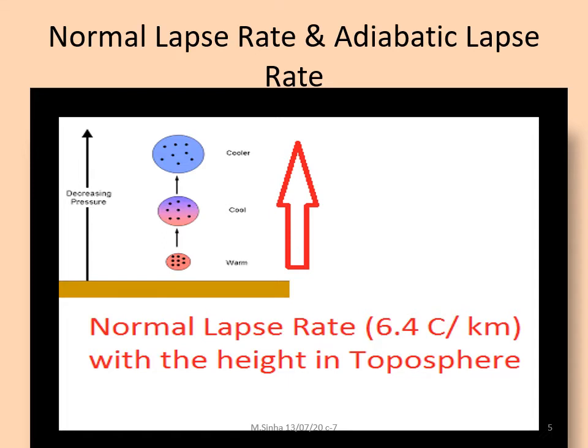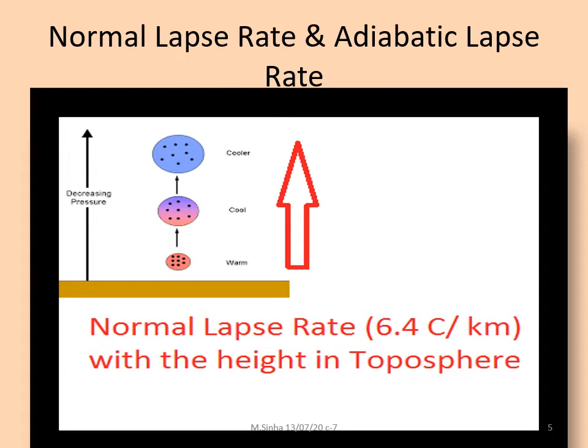Okay, go through this picture. We are all familiar with the normal lapse rate. There is a basic difference between the normal lapse rate and adiabatic cooling or heating, rather the adiabatic lapse rate. In the normal lapse rate, with increasing height in the troposphere, there is a decreasing trend of temperature. The rate of decrease of temperature is 6.4 degrees centigrade per kilometer.